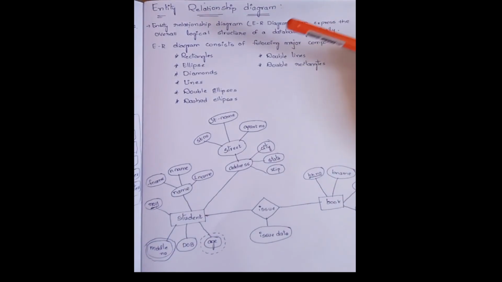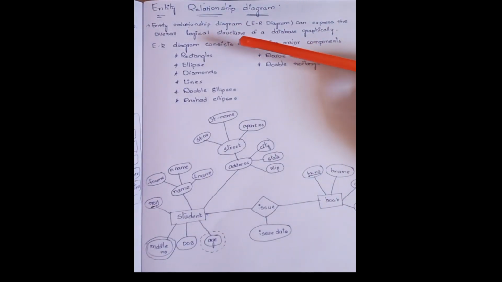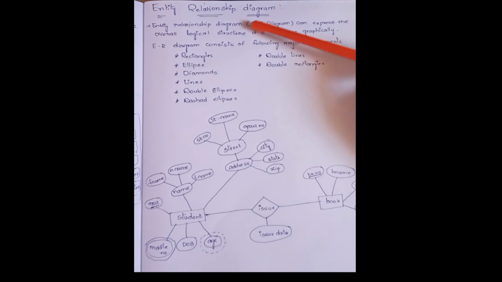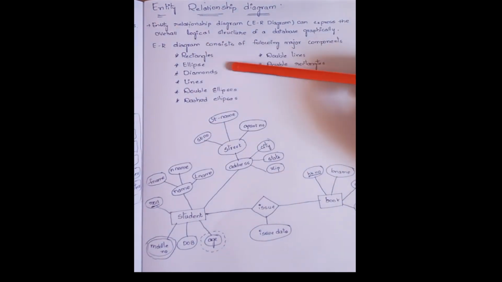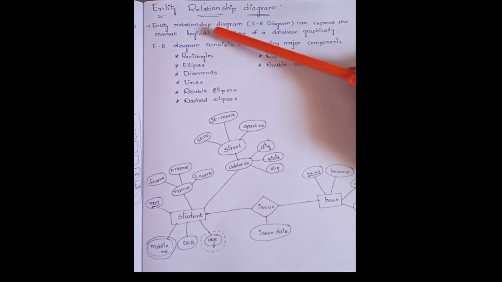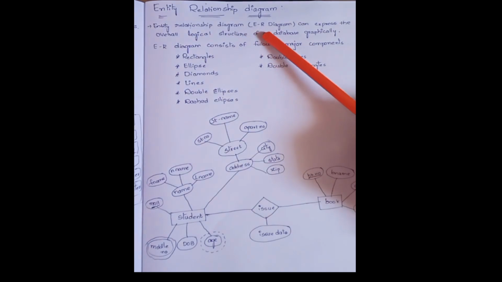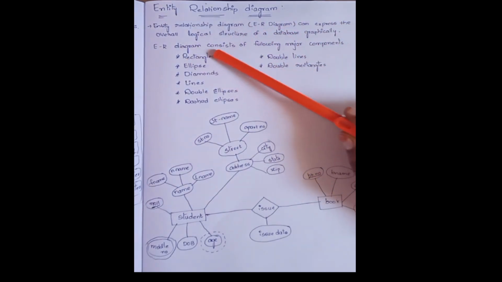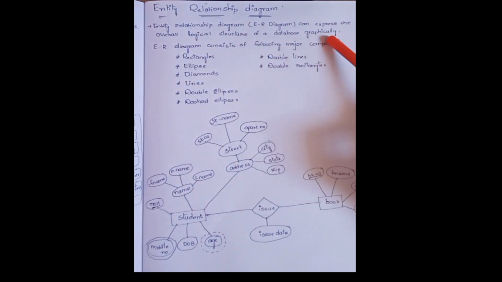Hello guys, in the last video we discussed relationships and relationship sets, and the relations included within issue and all. Today we are going to discuss the entity relationship diagram, that is the ER model. This entity relationship diagram, the ER diagram, can express the overall logical structure of a database graphically.